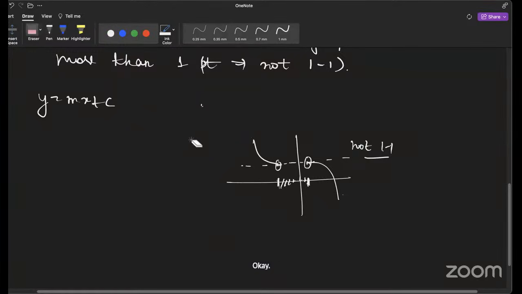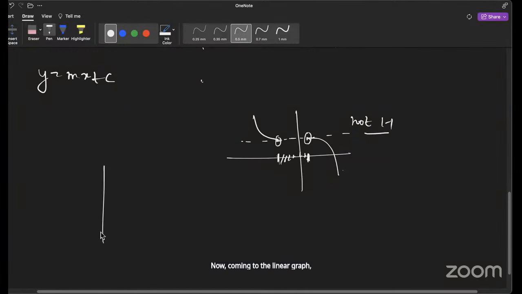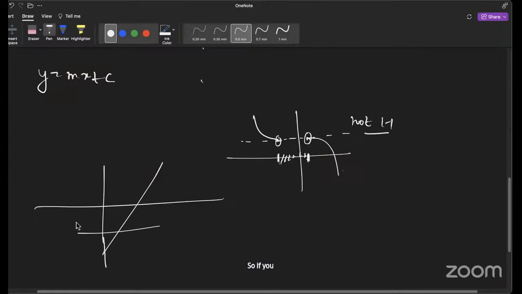Now coming to the linear graph. So a linear one looks like this. I'm drawing a very general one. This is how your linear one looks like. So if you draw horizontal lines here, anywhere, it'll only cut the graph once. So this is 1-1.